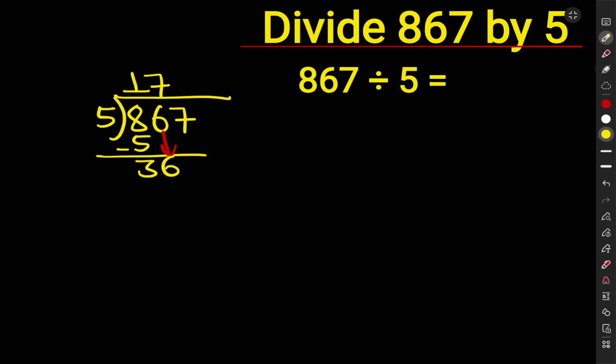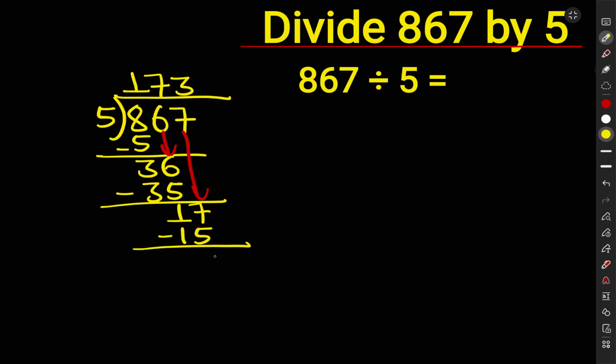5 times 7 is 35. On subtracting, we get 1. So again we put down the 7 and it is 17. 5 times 3 is 15. On subtracting, we get 2.